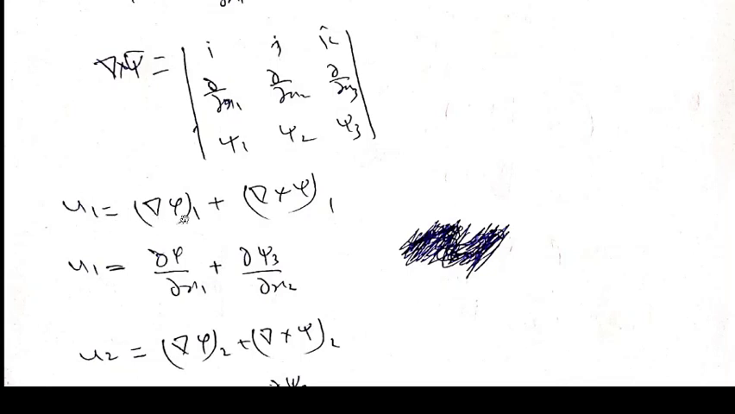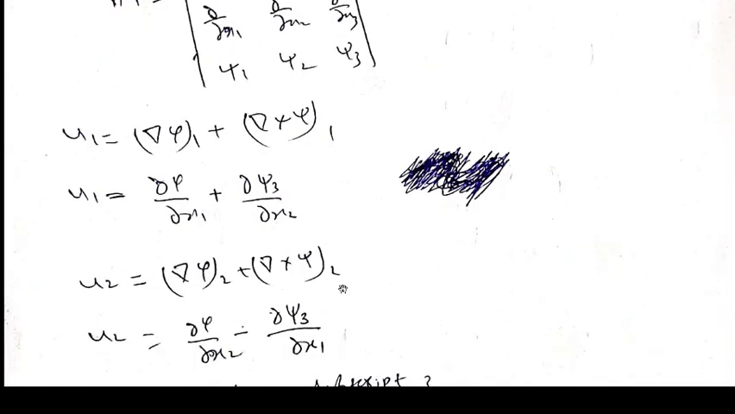So u1 is the first component of the gradient of phi plus the first component of the curl of psi. The first component will be partial phi partial x1 of this, and this is the first component: partial psi 3 partial x2 minus partial psi 2 partial x3. As we are independent of x3, this term will be equal to 0. To have the third component of this equal to 0, we need psi 1 and psi 2 equal to 0.